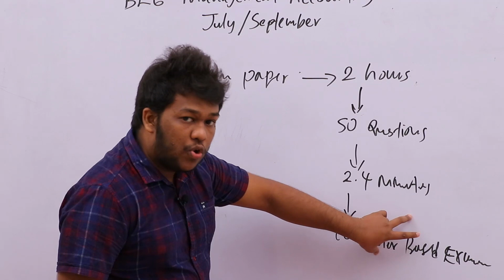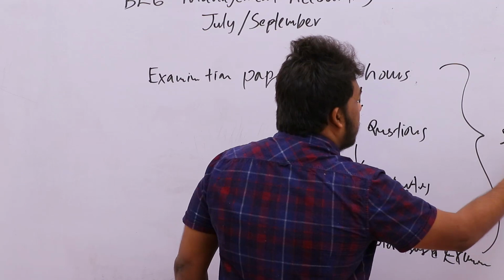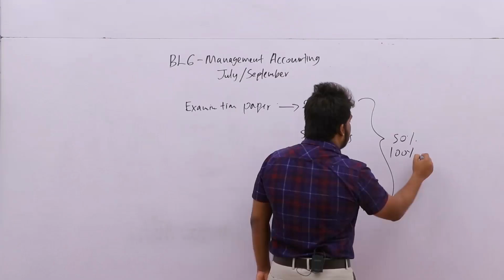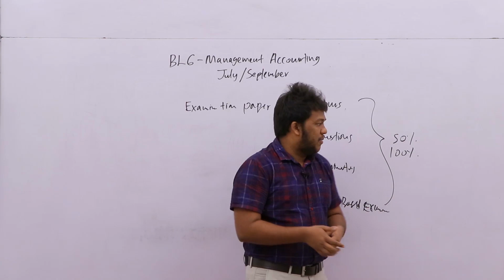After that, how many marks do you need to pass the exam? You need to have 50% marks to pass the exam. If you need the prize, maybe in this case you need 100% marks, because these are MCQs or OTQs, maybe more than 95%.